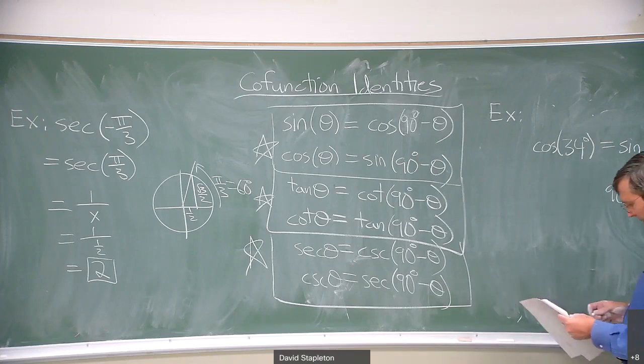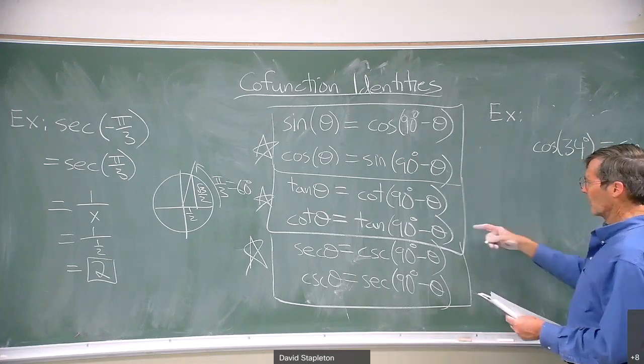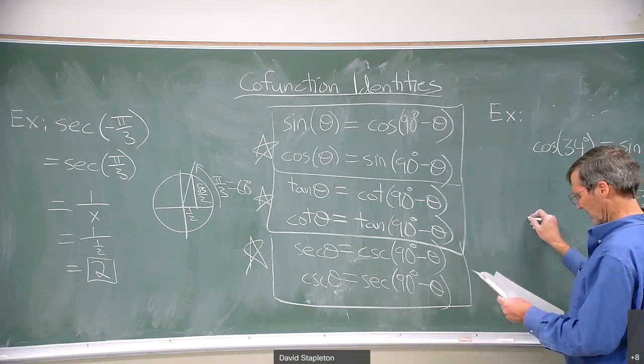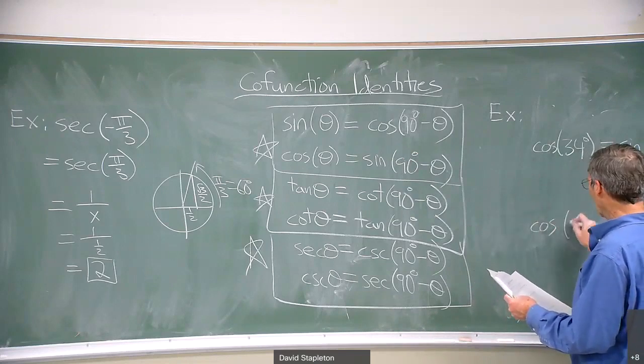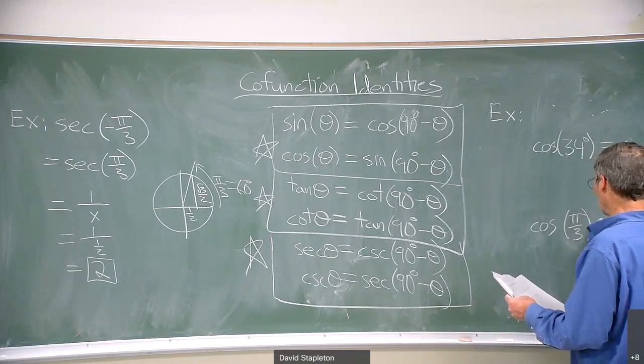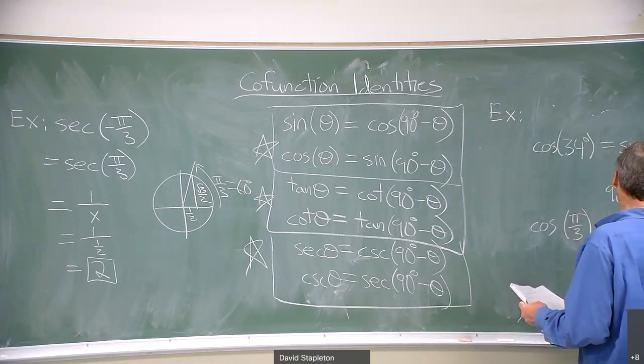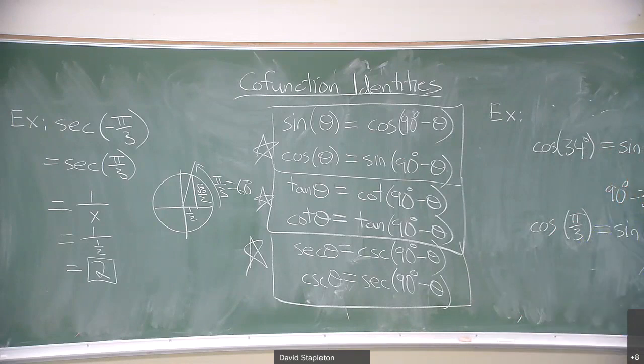If I ask you, similarly, you have to be able to do these in radians. What's the cosine of pi over 3? That's equal to the sine of what angle? That goes in there. In radians, 90 degrees gets replaced with pi over 2. So this one, instead of 90, put pi over 2 minus whatever angle was here. And the cofunction identity becomes, well, pi over 2 minus pi over 3.